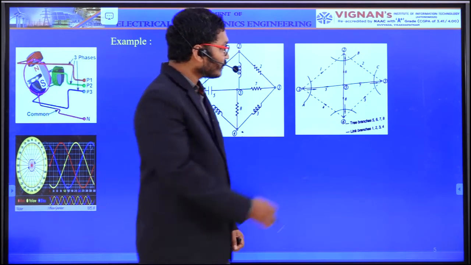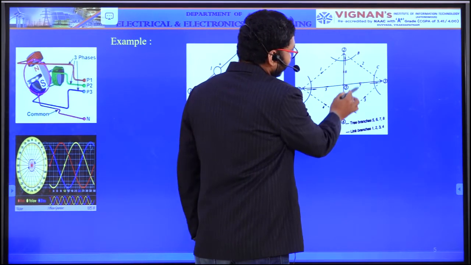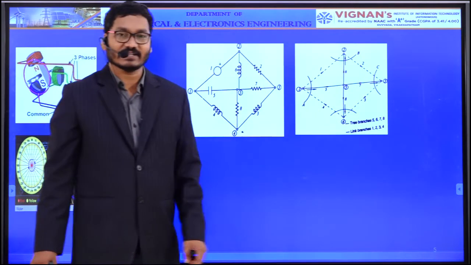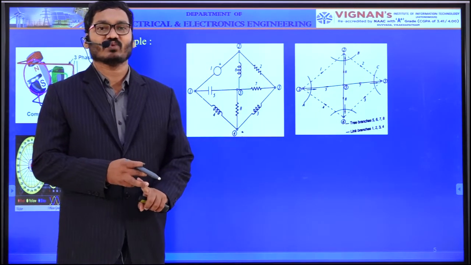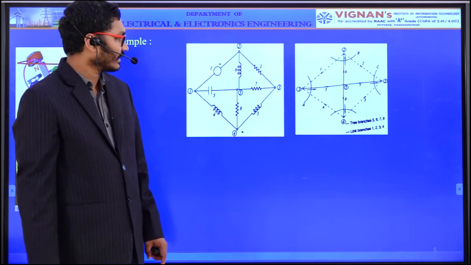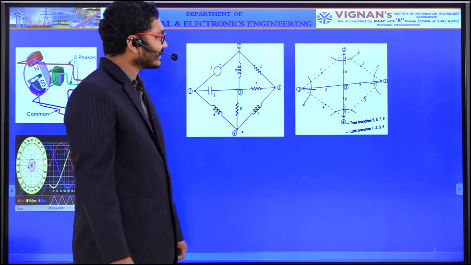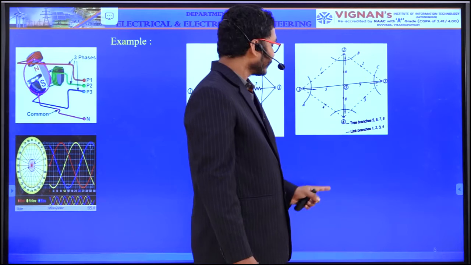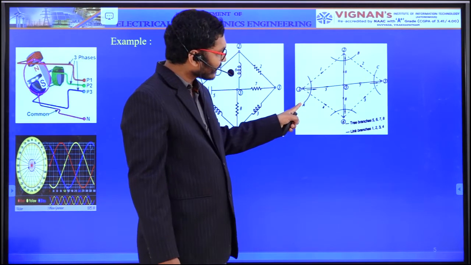Suppose you are cutting here, then these are all tree branches, but for a basic cut set only one tree branch should be there and the remaining should be links. It means we have 4 basic cut sets, A, B, C, D. For A, what are the branches related?